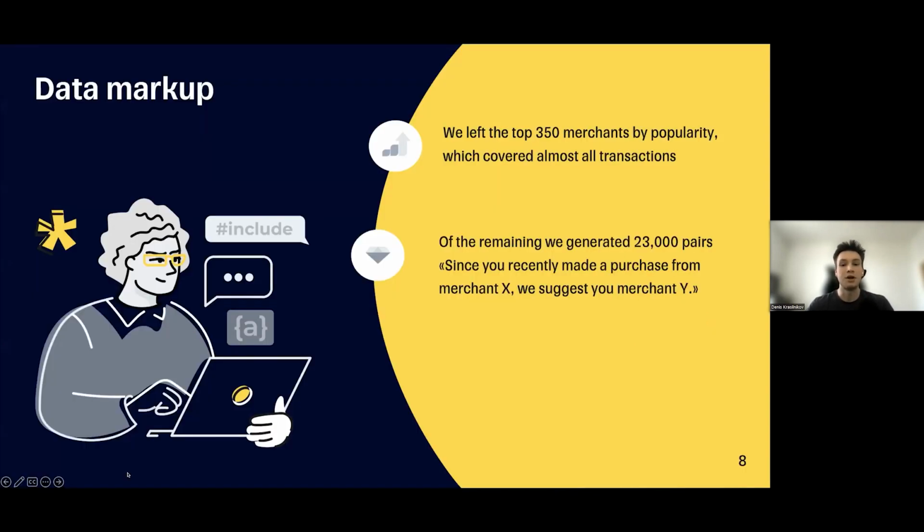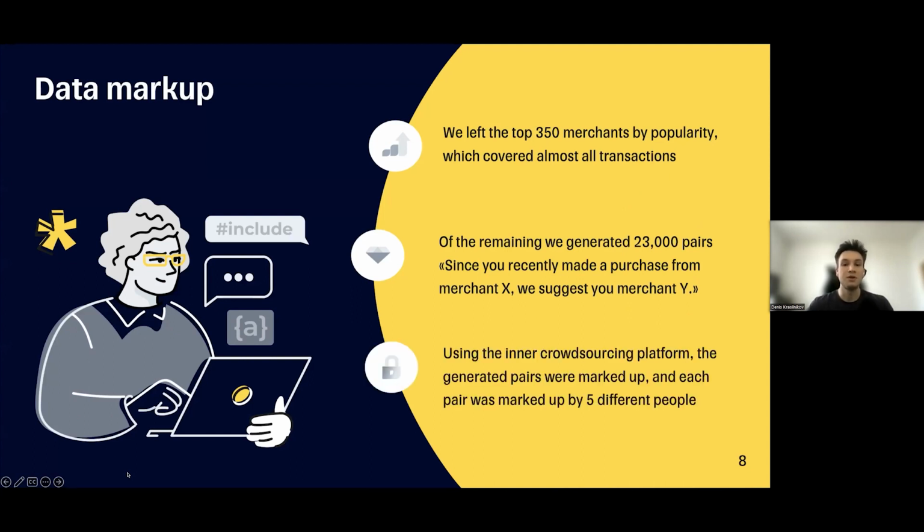From the remaining 350 merchants, we randomly generated 23,000 such pairs. Note that X because Y doesn't mean Y because X. To make the data objective, each pair was tagged by 5 different people. In total, about 400 operators were involved.